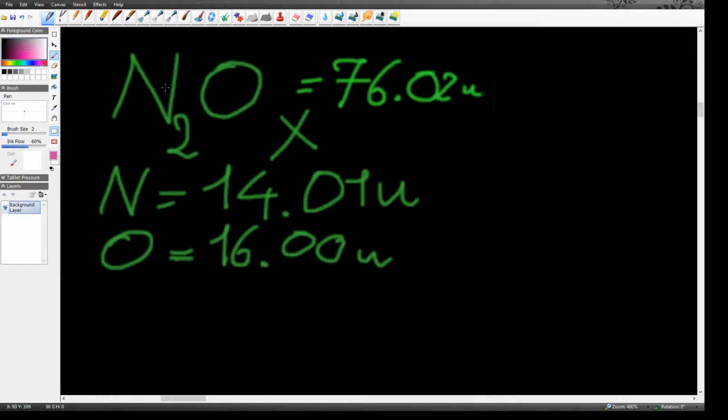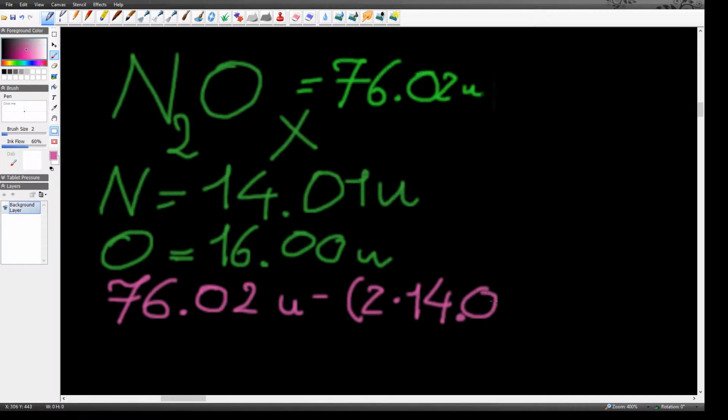This time I've got some sort of compound containing 2 nitrogens and some amount of oxygen, and I know it's got a molecular mass of 76.02 units. I know that each nitrogen has an atomic mass of 14.01 units, and each oxygen has an atomic mass of 16 units. So what can I do here? Well, I could take away the 2 nitrogens that I know, so I could take my molecular mass of 76.02 units and take away 2 times 14.01 units of the nitrogen. And what this would get me is something like 48 units.